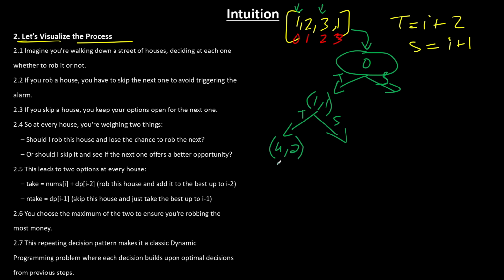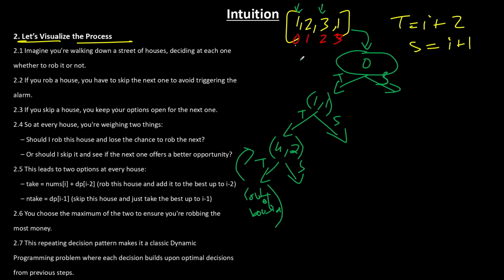Okay, again, if we go recursively, we have take and skip here, right? If we try to take again, we have to do i plus 2. From here, if you do i plus 2, it goes out of bound, right? That means you have to return from here.